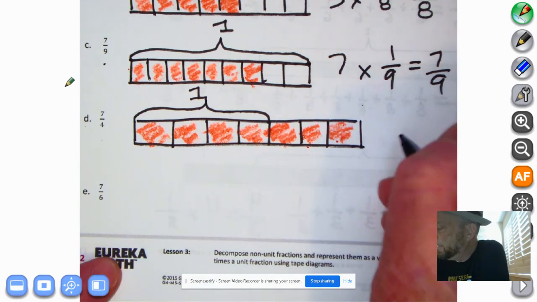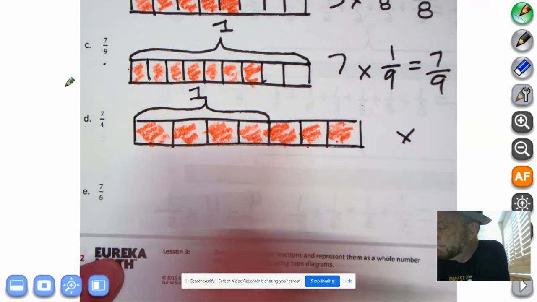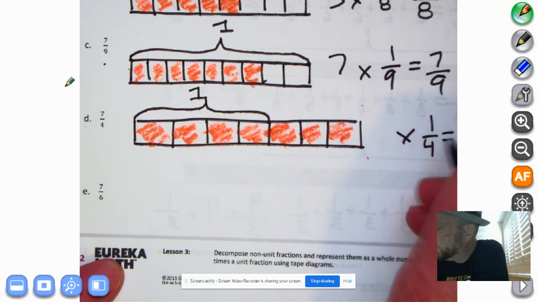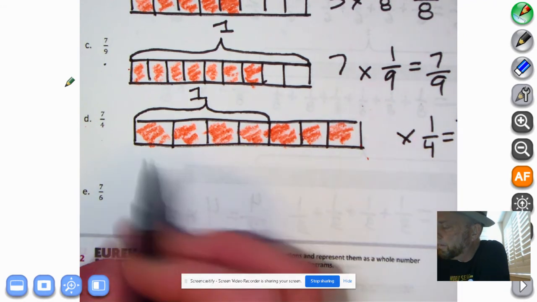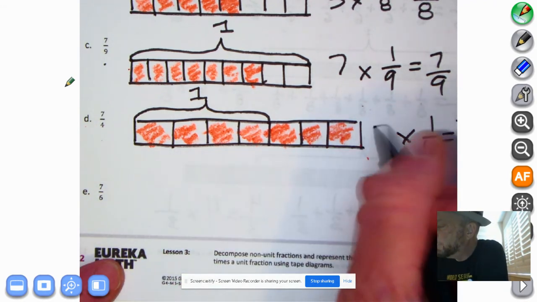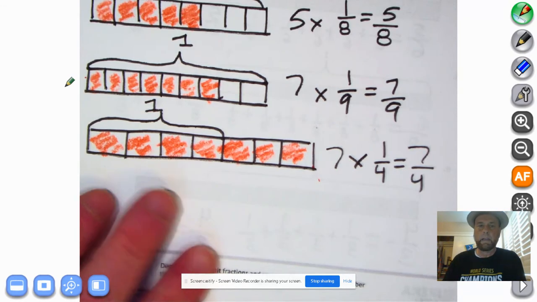So something times 1/4, not 1/7, equals 7/4. Look, how many are there? 1, 2, 3, 4. 4/4, 5/4, 6/4, 7/4. So 7 times 1/4 equals 7/4. And there we have it.